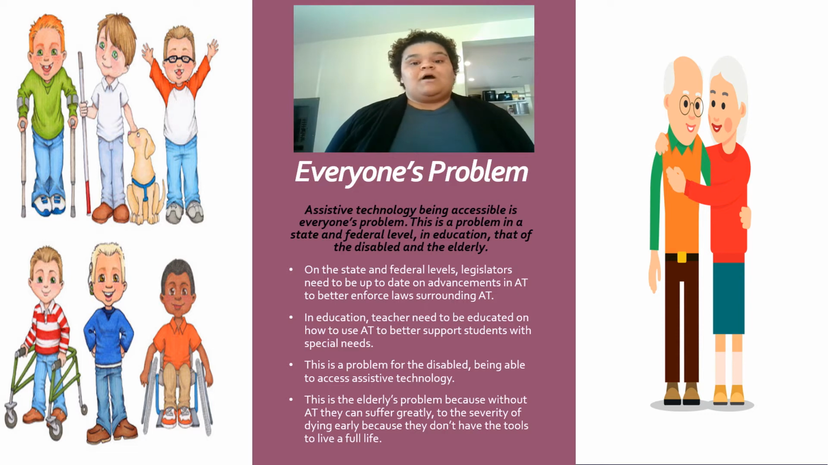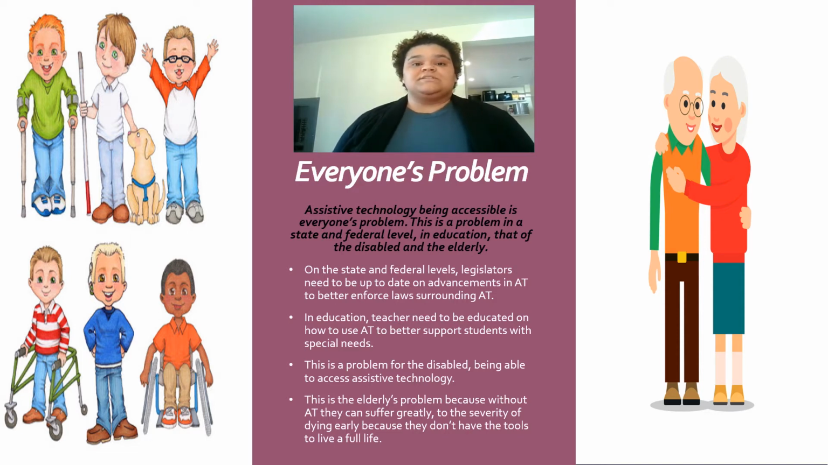This is the elderly's problem because without AT, they can suffer greatly, to the severity of dying early, because they don't have the tools to live a full life. When people retire, at least in the United States, they typically tend to be on a fixed income where they can't exceed a certain amount of expenses during the month. For example, my grandmother is on Social Security, and she only gets a set amount of money in the beginning of the month and has to wait until the following month to receive more.